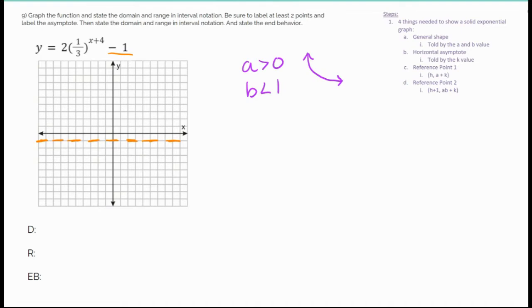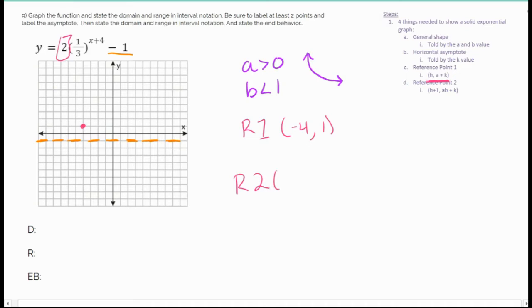Next, I'm going to use R1 and R2 to represent reference point 1 and reference point 2, where my first reference point is h, which in this case is -4. And then my y value is a plus k, my a value being 2, my k value being -1. 2 plus -1 is just 1, so -4 and 1. I'm going to plot that point 1, 2, 3, 4 right here.